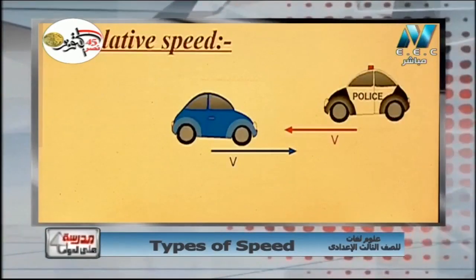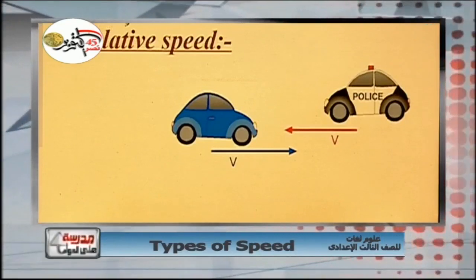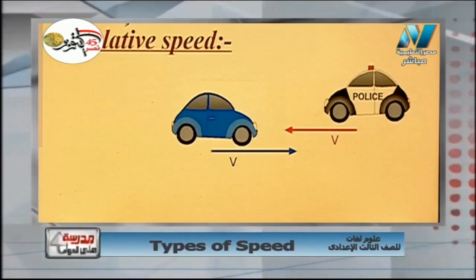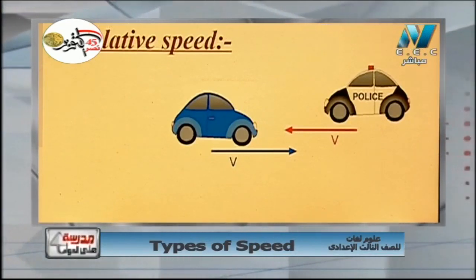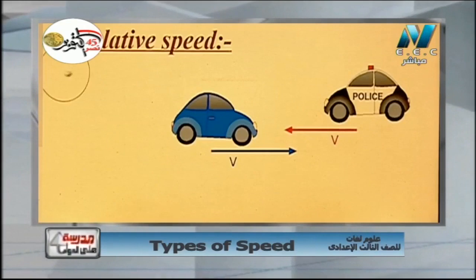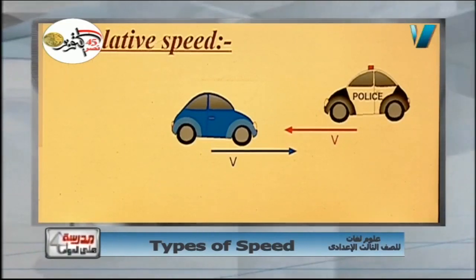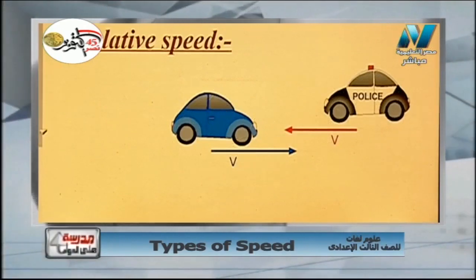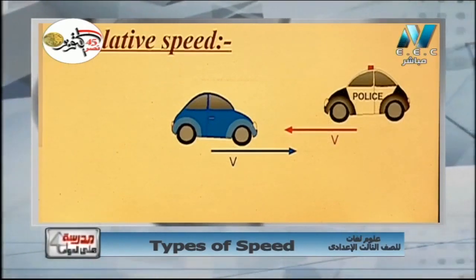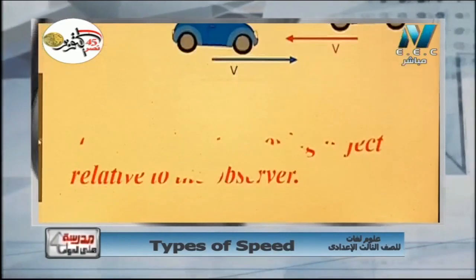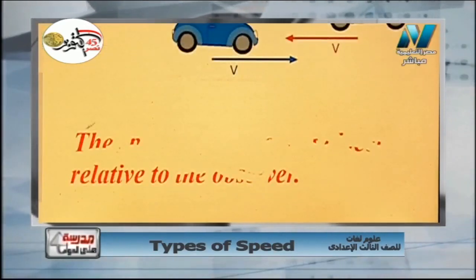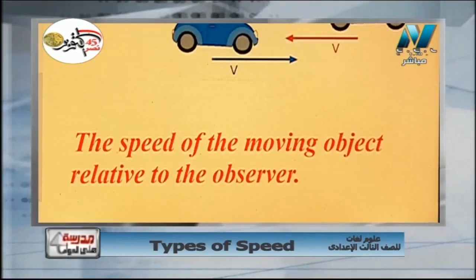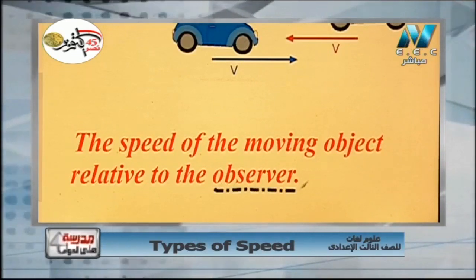Then we have, dear students, relative speed. Relative speed means your speed relative to my speed, or my speed relative to your speed. Here we have to know how to define the relative speed as speed of an object relative to another object. So we define the relative speed as speed of an object relative to another moving object, relative to the observer or another object. Observer here means the other object.